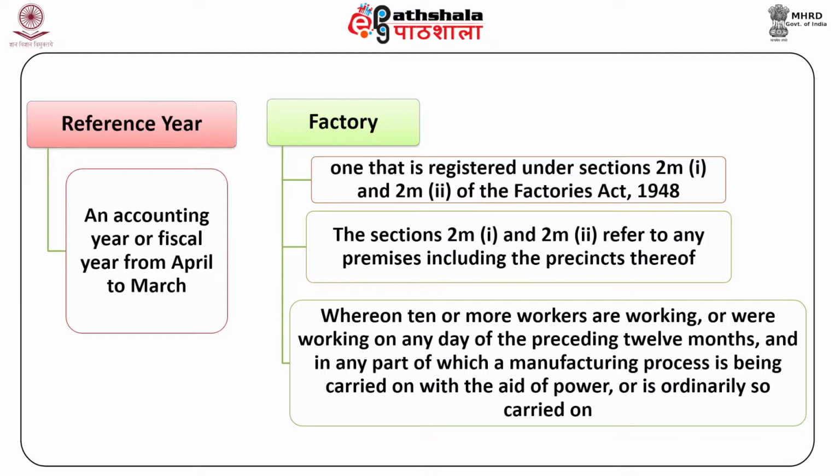Then the second one is for factory. A factory is one that is registered under section 2m1 and 2m2 of the Factories Act 1948. The sections 2m1 and 2m2 refer to any premises including the precincts thereof whereupon 10 or more workers are working or were working on any day of the preceding 12 months and in any part of which a manufacturing process is being carried on with the aid of power or is ordinarily so carried on, or whereon 20 or more workers are working or were working on any day of the preceding 12 months and in any part of which a manufacturing process is being carried on without the aid of power or is ordinarily so carried on.